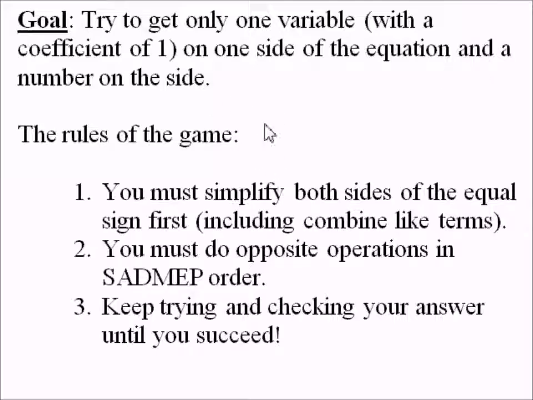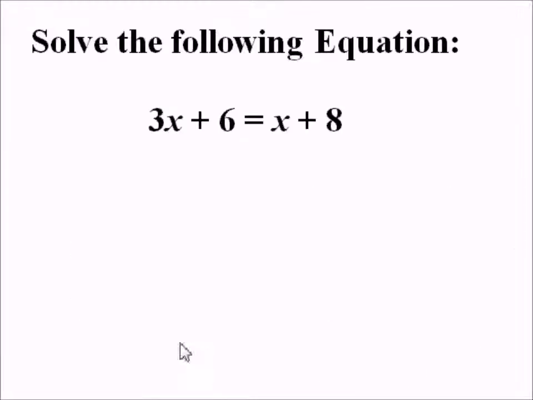The rules of the game. You must simplify both sides of the equation or the equal sign first, including combining like terms. You must do opposite operations in SADMAP order. And please keep trying and checking your answer until you succeed. Alright, we're on to our first example of the day.